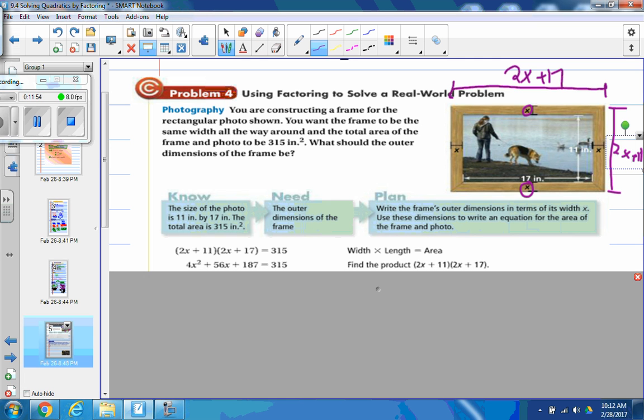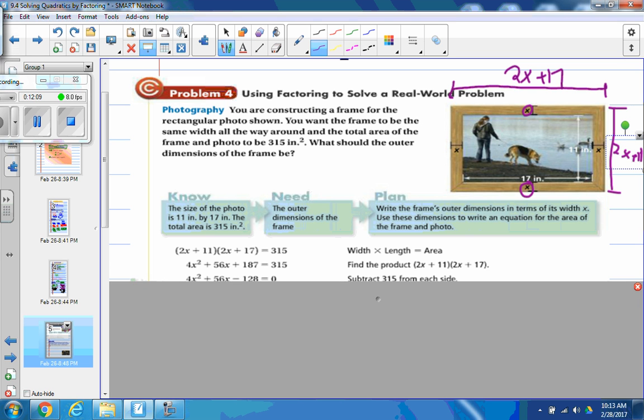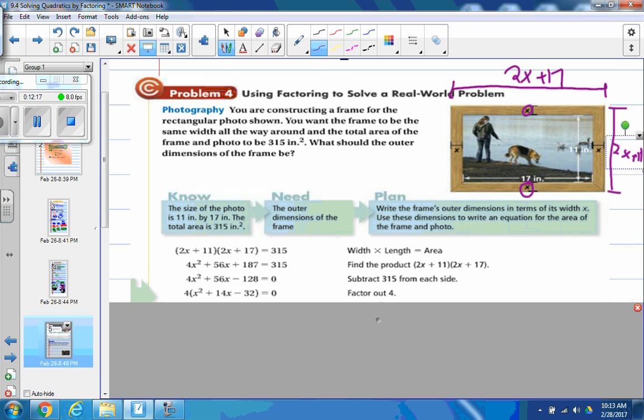We get 4x squared plus 56x, because when we get the 22x and then the 34x, that makes 56x. And then plus 187, that equals 315. Now we can subtract 315 from both sides. Okay? And we get 4x squared plus 56x minus 128. And now from there, we can factor out a 4 to make this easier on ourselves. That's the greatest common factor, if there is one.